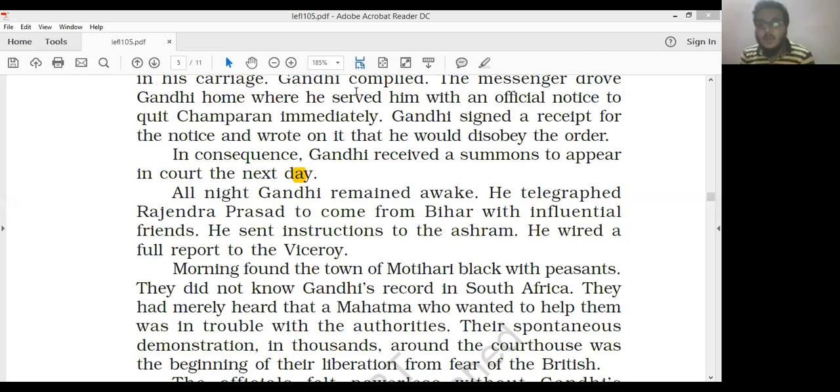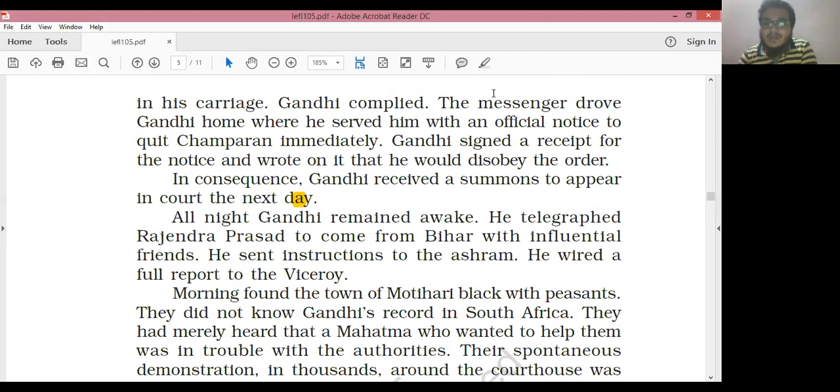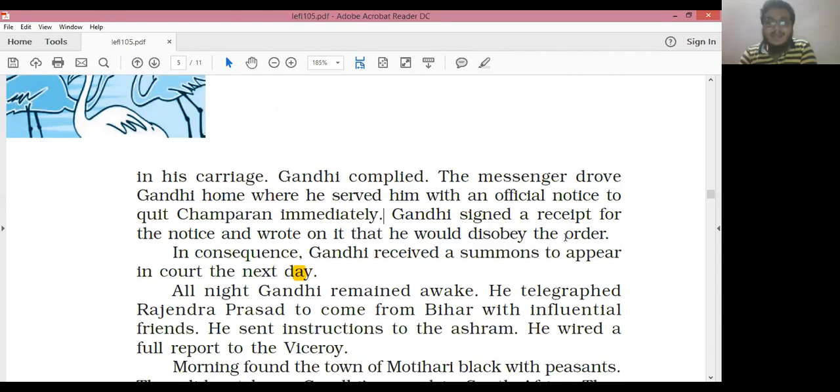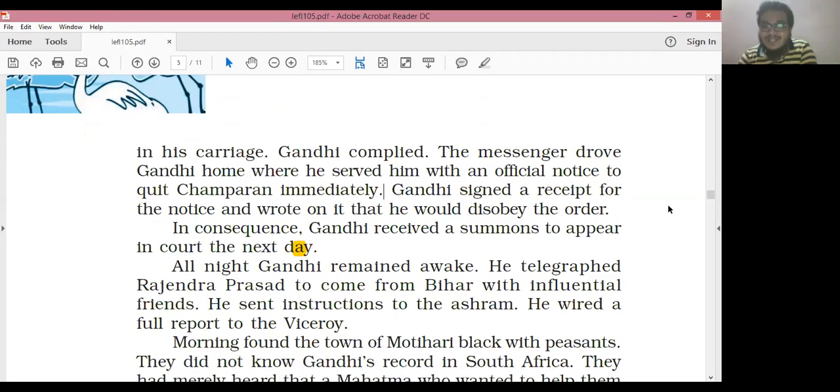From there, he got news that a nearby peasant was in trouble. What did he do? He started moving to pay a visit to the peasant. In this episode, when he started moving, the messenger of the commissioner drove Gandhi home and served him an official notice while he was going towards Motihari to meet that man. Gandhi was noticed and asked immediately to quit Champaran. So Gandhi signed a receipt for the notice and wrote on it that he would disobey the order.